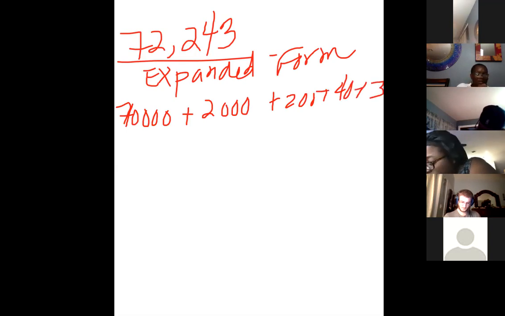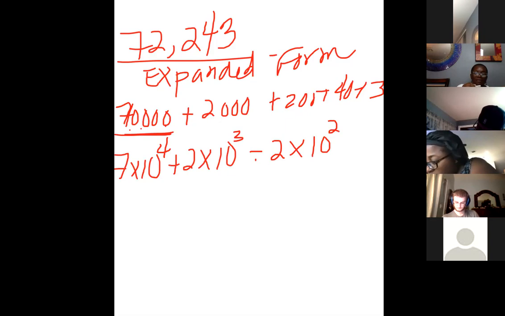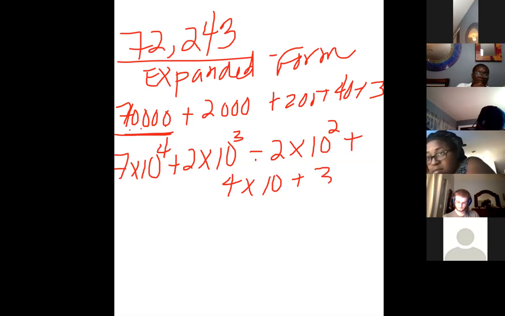So when we write the 70,000 in base 10, it would be 7 times 10 raised to the 4th power, plus 2 times 10 raised to the 3rd power for the 2,000. For the 200, it will be 2 times 10 raised to the 2nd power. And then for the 40, you would have 4 times 10, and you don't need to put the power 1 on the 10 here. And then finally, for the 3, you would have 3 times 1.